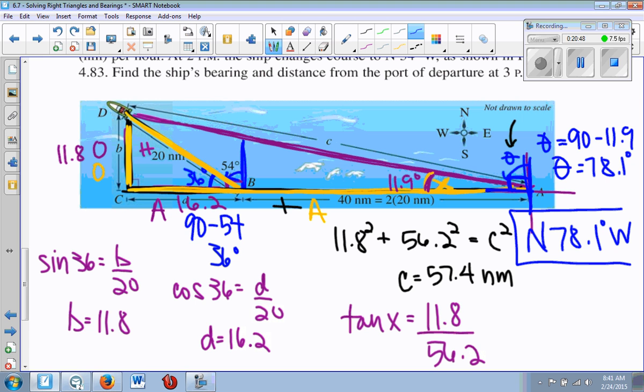If you have questions, make sure you make note of them so that you can ask in class next class. The compass bearings can be a little confusing sometimes, figuring out where they are in the picture. So if we need to talk a little bit more about that in class, we definitely can do that.